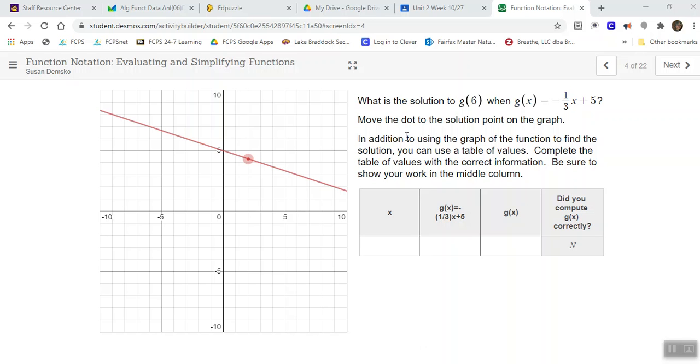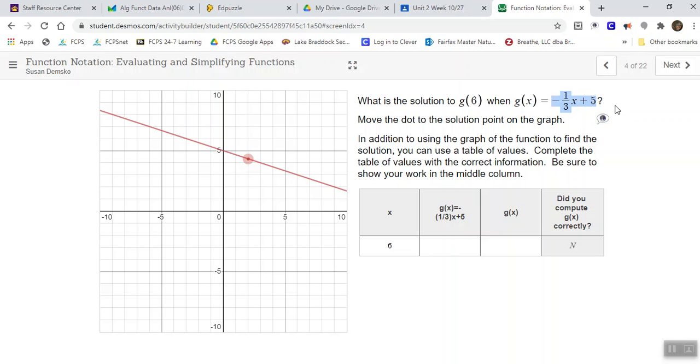When I look at this problem, I'm going to read the very top line. What is the solution to g of 6 when g of x is equal to that linear expression? So I see that 6 is in the same exact location as x. So where x is, I'm going to put 6. Now here is a calculator function where I can put in this function here.